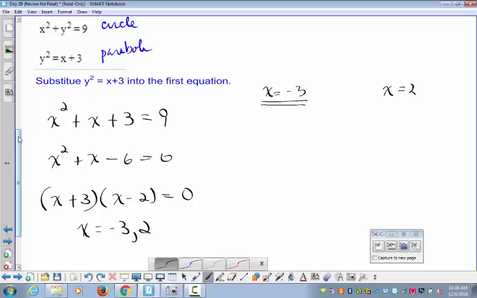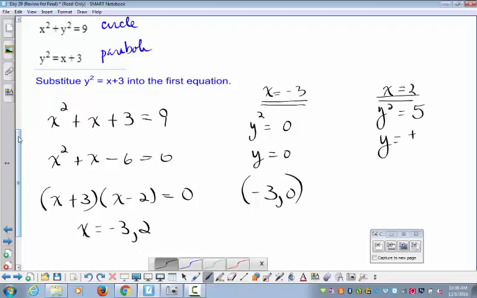So when x is negative 3, we get y squared equals 0. So y is going to be 0. This gives us the single solution, negative 3 comma 0. Only one answer for that one. Then we plug x equals 2 into the second equation. That will give us y squared is equal to 5. So y will be plus or minus the square root of 5.